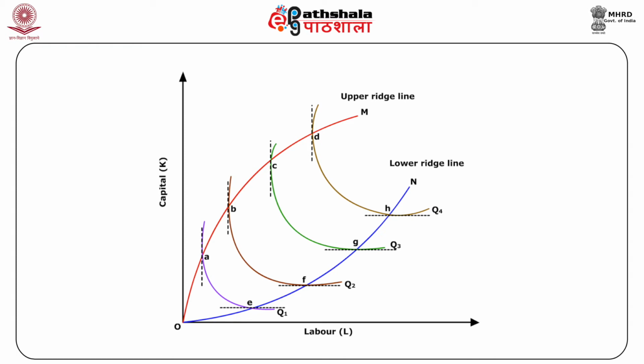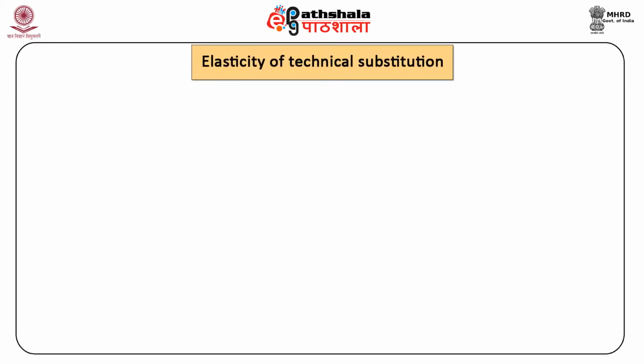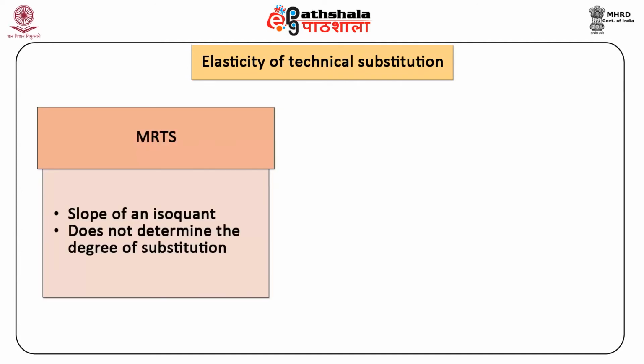Thus, any production technique or any combination of labor and capital within this economic region is technically efficient to produce output. Let us learn about elasticity of technical substitution. MRTS is the slope of an isoquant and depicts the rate at which one input is substituted for the other, but it does not determine the degree of substitution between these inputs.